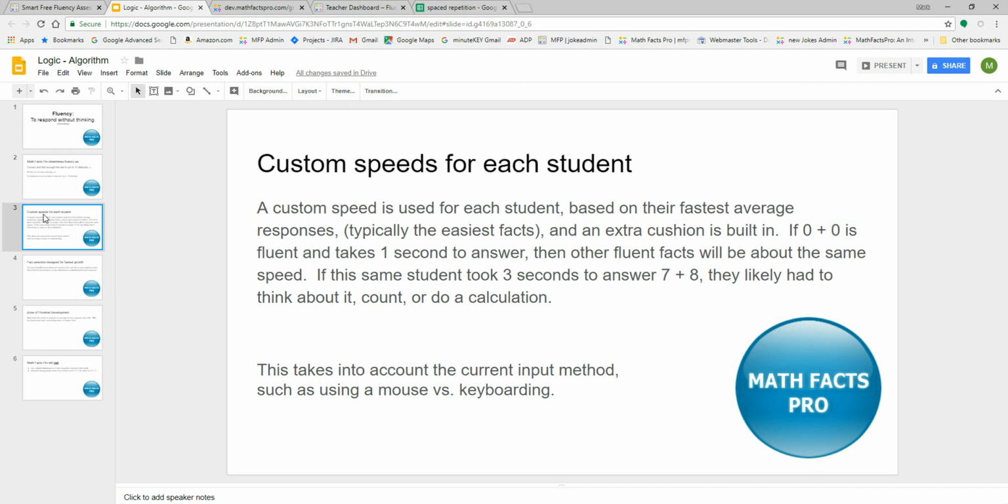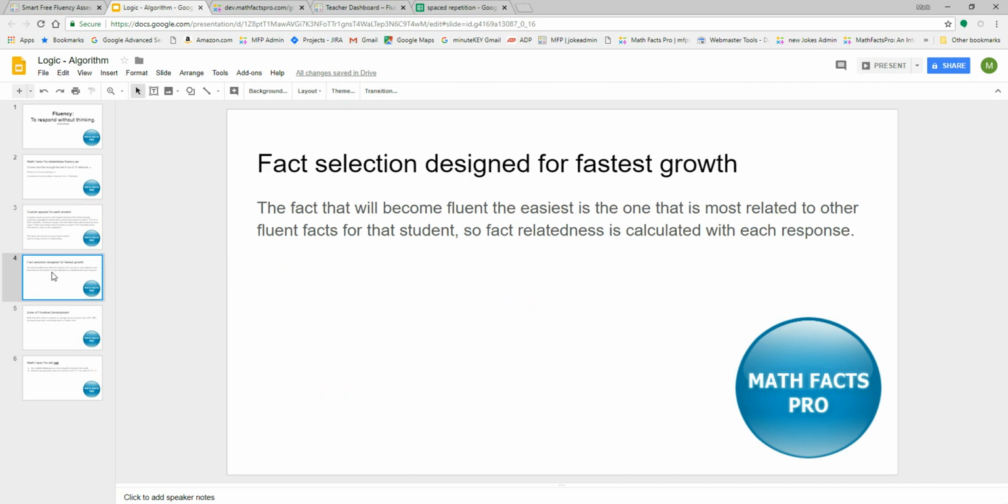So if a student struggles to input answers, the program adapts and gives them more time. However, if a student can't remember an answer and thus hesitates, perhaps to count on their fingers, the algorithm will know and count the attempt as correct, but not fluent. Fact selection is optimized to put the highest priority on facts that are most likely to become fluent next. This produces the fastest growth.